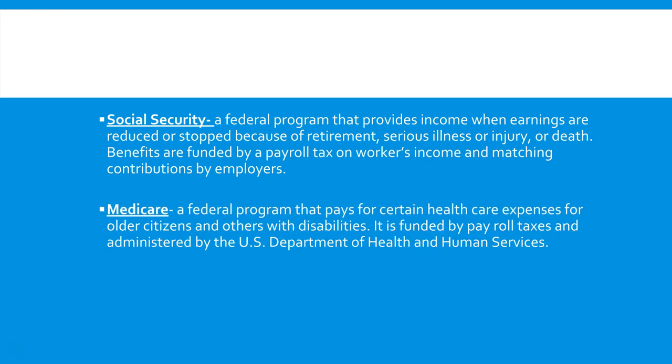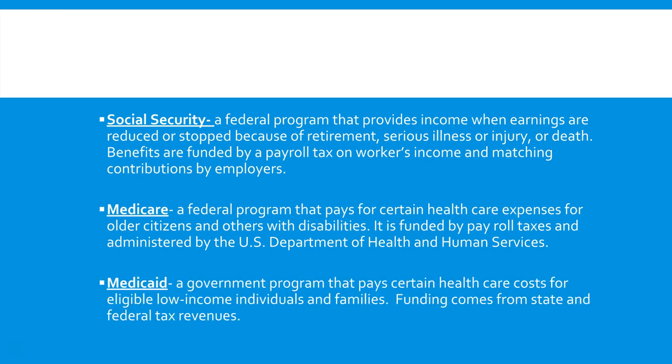Also, Medicare. It's another thing that's taken out of your paycheck when you get paid. And Medicare is a federal program that pays for certain health care expenses for older citizens and others with disabilities. It is funded by the payroll taxes and administered by the U.S. Department of Health and Human Services. You are able to access Medicare when you are 65, and it will cover your medical bills or medical expenses, just like whatever insurance you may have had previous to that.